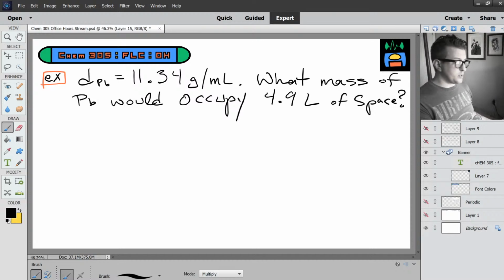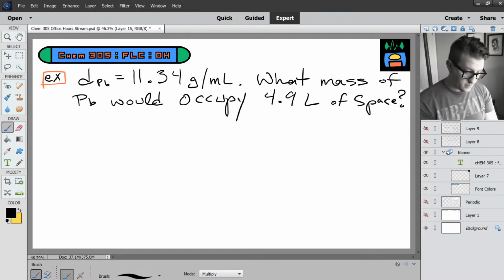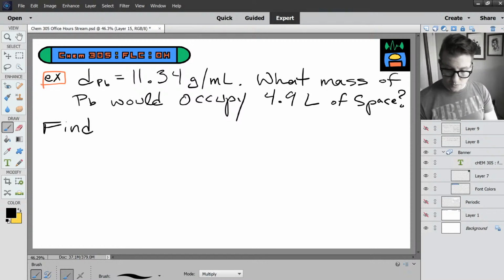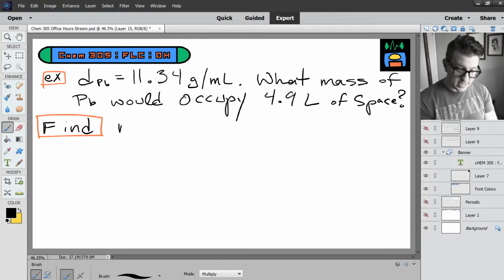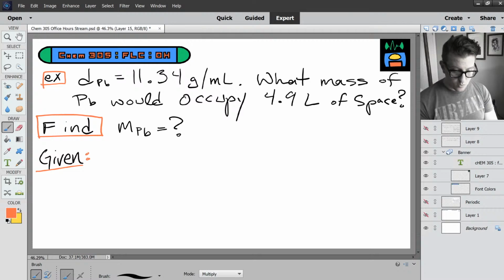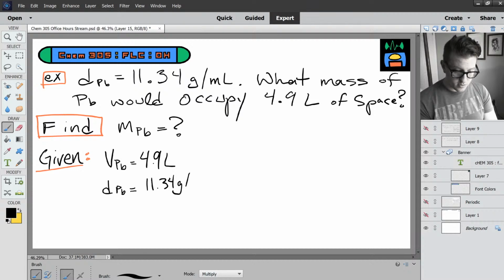Hang on 1 second, I'm pulling up a calculator because I don't have a physical one on me. All right, so Susan, the first thing you always want to do is start by identifying what you're trying to find. We are trying to find the mass of lead. Now let's look at what we're given. In this problem, we're told the volume of lead is 4.9 liters. We're also given the density of lead is 11.34 grams per milliliter.